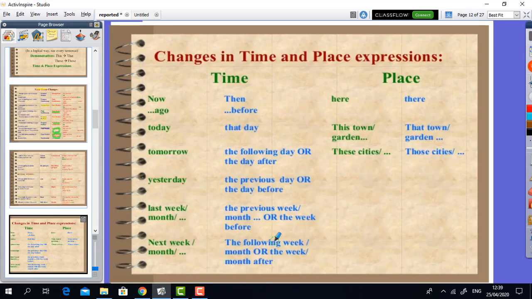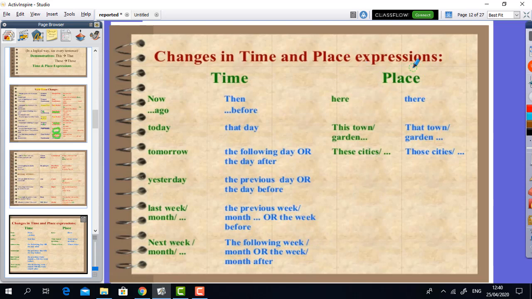And now let's remember what we have seen about the time and place expressions. Now is replaced by then, ago by before, that day replaces today, the following day or the day after will appear in the sentence instead of tomorrow. Yesterday is replaced by the previous day or the day before. Expressions like last week or last month or last year will be substituted by the previous week, the previous month, the previous year, or the week before, the month before, and the like. Next week, next month will appear in the reported speech as the following week or the following month or the week after.